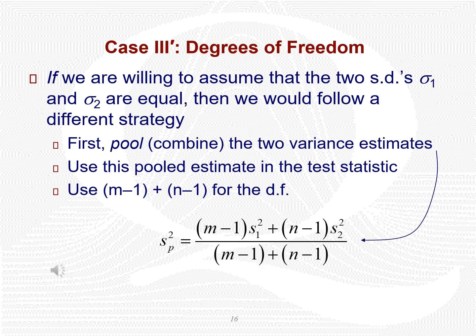The need for messy degrees of freedom stems from the fact that in case 3 we've made no assumption about the relative size of the two variances. If you are willing to assume that the two population variances are equal, then we can follow a different testing strategy. First, we combine the two variance estimates into one pooled variance as shown here. Then we use this pooled estimate in the test statistic. The pooled variance will have m-1 plus n-1, or m plus n minus 2 degrees of freedom.